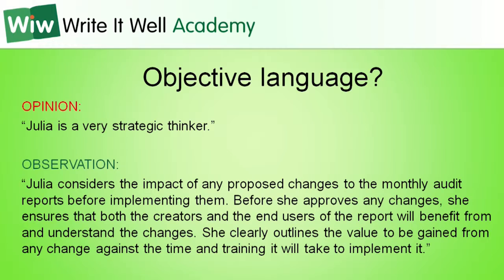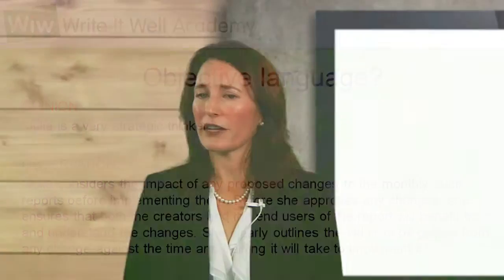Before she approves any changes, she ensures that both the creators and the end users of the report will benefit and understand the changes. She clearly outlines the value to be gained from any change against the time and training it will take to implement it. Okay? That is a very good example of strategic thought. She's weighed all the costs and the benefits, and this is now communicated as an observation, not as an opinion about Julia.